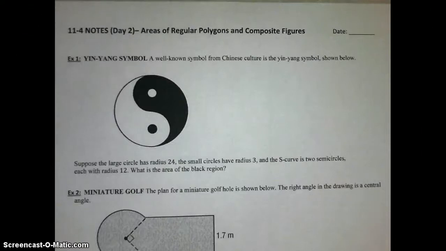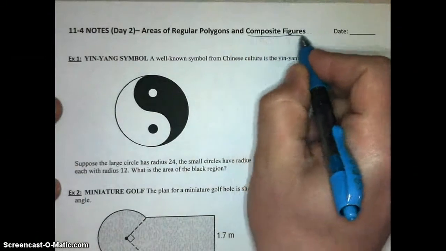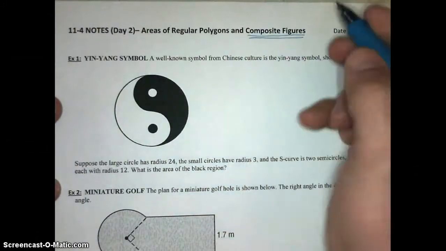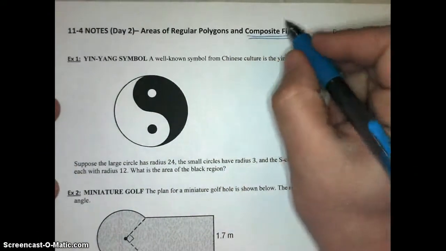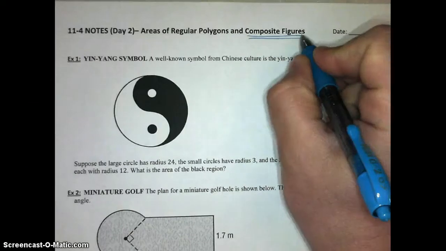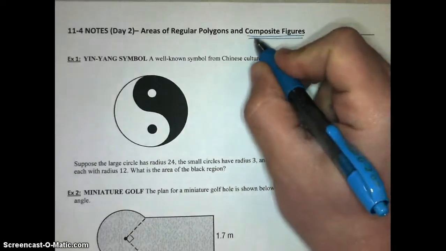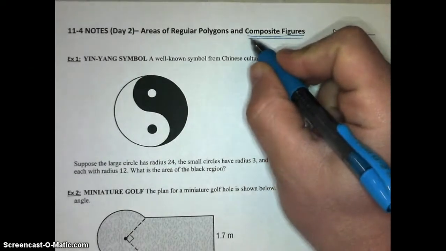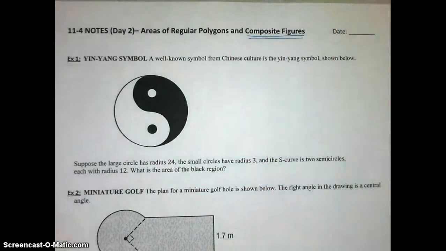All right, here we go with the continuation of the notes for lesson 11.4. The first part of 11.4 talked about regular polygons, and the last part talks about composite figures. That's the main idea here, and it really is pretty simple and straightforward. Composite figures are figures composed of two or more geometric figures. And so it's basically like putting these figures together.